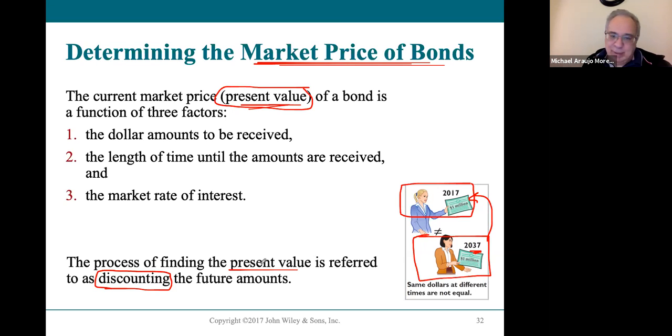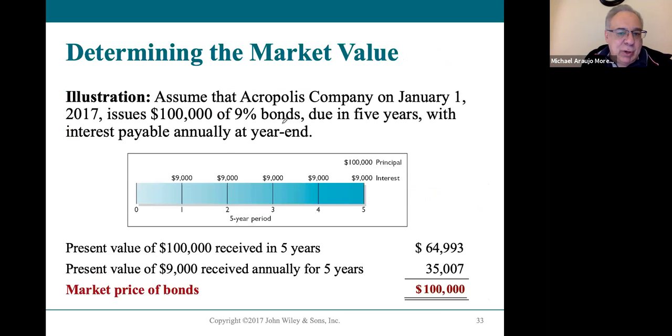Discounting is the opposite of compounding, but they work the same. Okay, so this is how they would determine how the bonds would be valued.